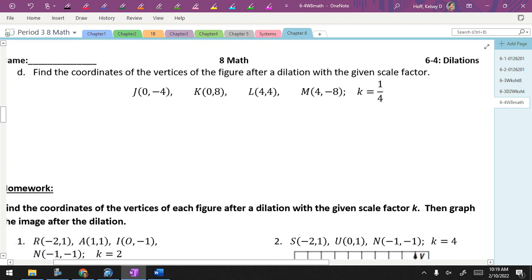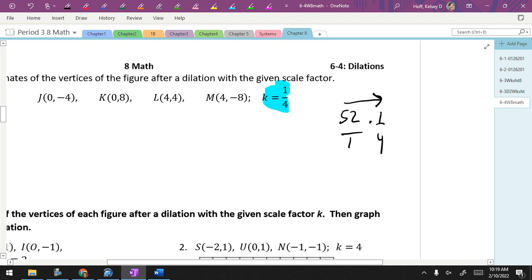All right, one more, and then I'm going to turn you loose. Find the coordinates of the vertices of the figure after a dilation with a given scale factor. What's different about this one? It's a fraction. Now, when I multiply with the fraction, I take the number and I put it over 1. So let's just say I'm going to make this up. 52 over 1. And I multiply by 1/4, which would mean I multiply across. So I end up with 52 over 4.